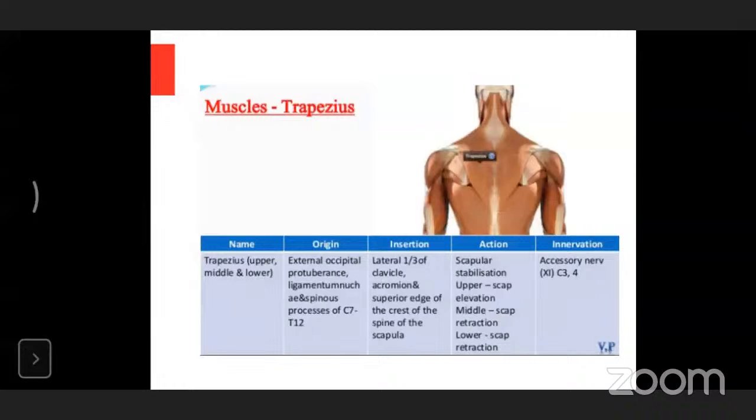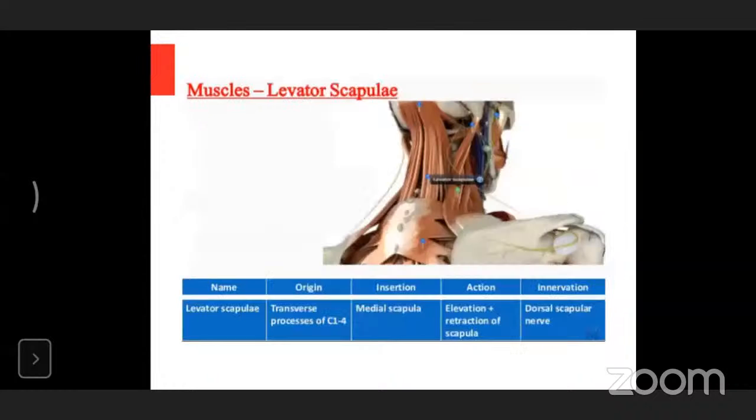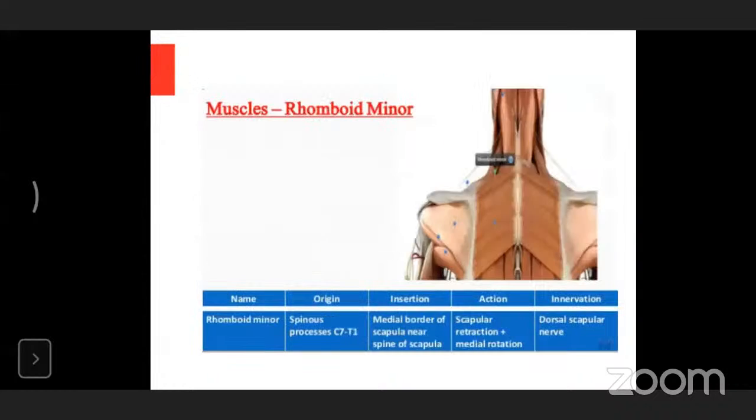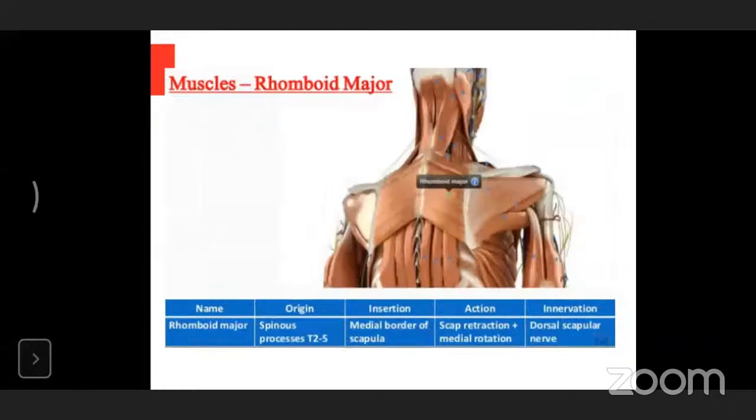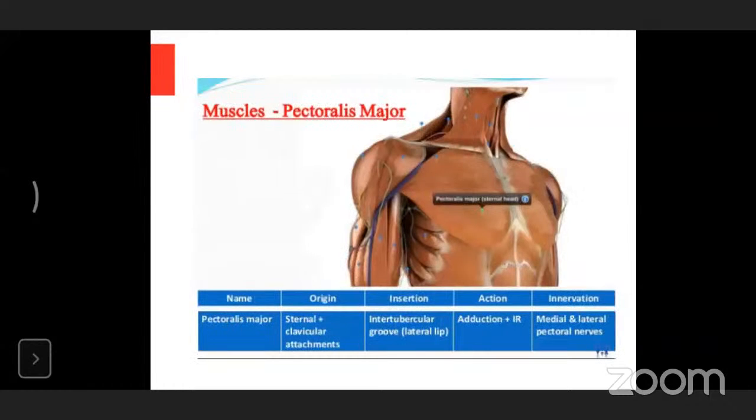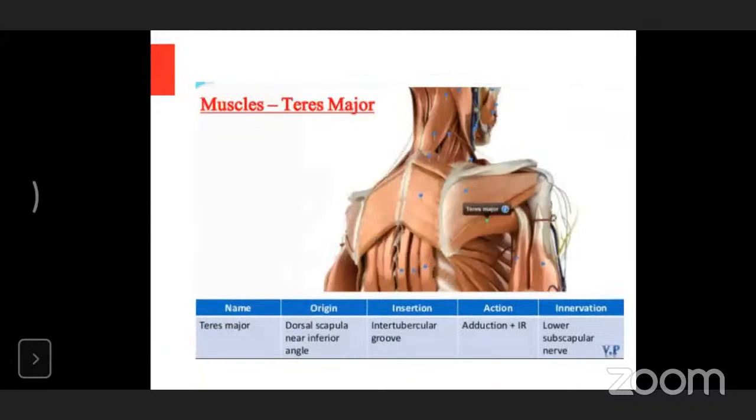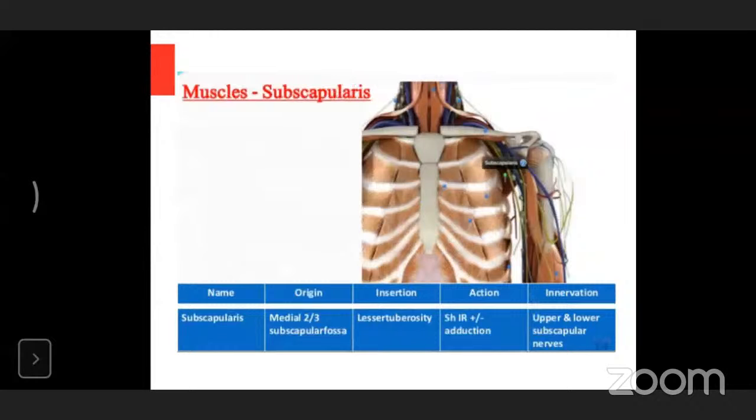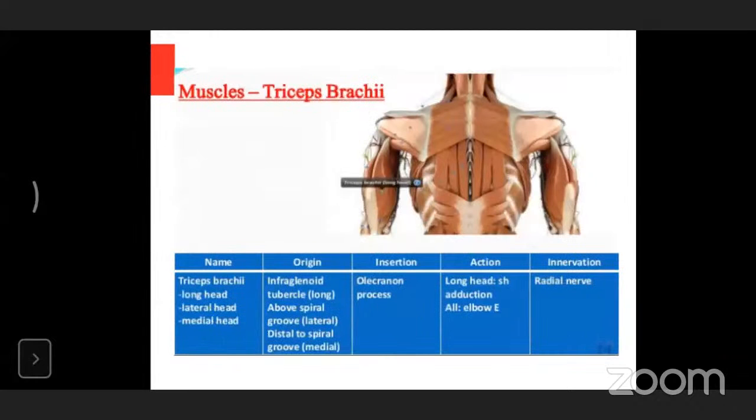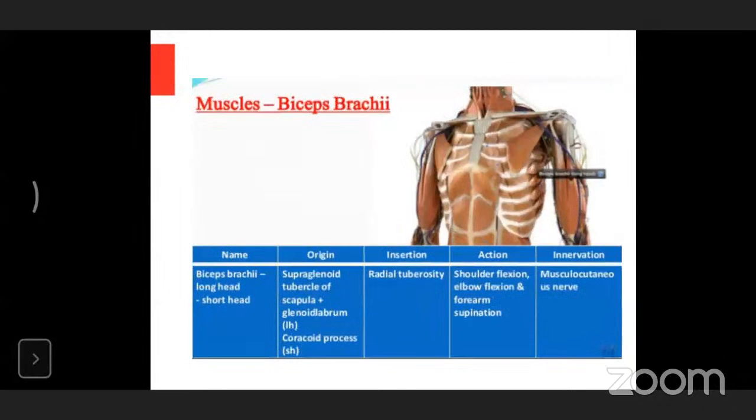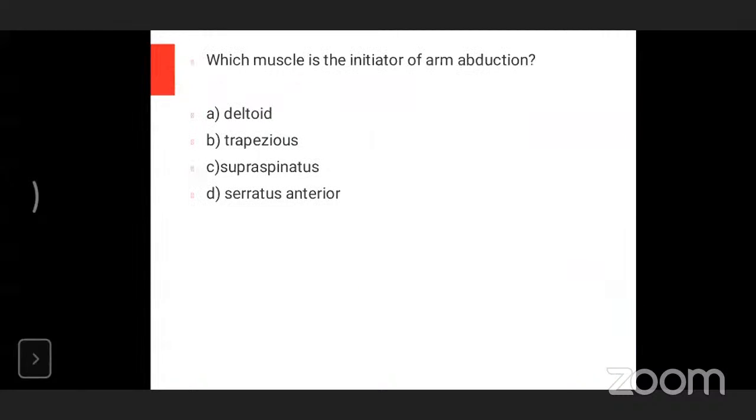So these are the other muscles that help movement at the shoulder joint: trapezius, levator scapulae, rhomboid minor, rhomboid major, pectoralis major, pectoralis minor, teres major, subscapularis, triceps, biceps, and serratus anterior.